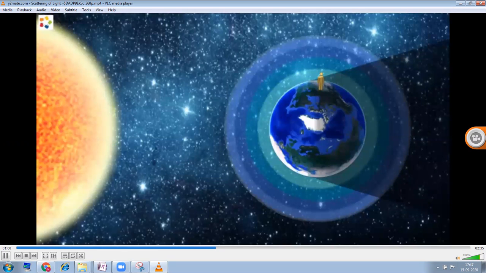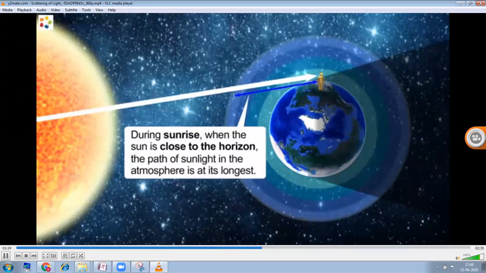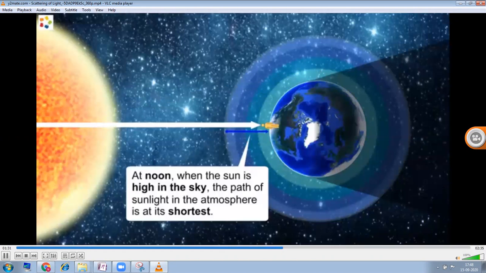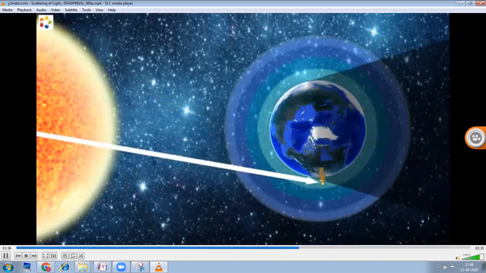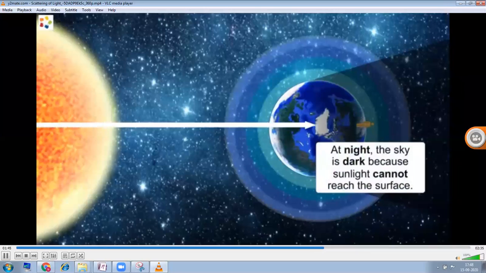The distance that sunlight must travel through the atmosphere before reaching our eyes also affects the amount of light that is scattered. This distance depends on the time of the day. During sunrise, when the sun is close to the horizon, the path of the sunlight in the atmosphere is the longest. At noon, when the sun is high in the sky, the path of the sunlight in the atmosphere is the shortest. During sunset, when the sun is close to the horizon, the path of the sunlight in the atmosphere is the longest. At night, the sky is dark because sunlight cannot reach the observer.